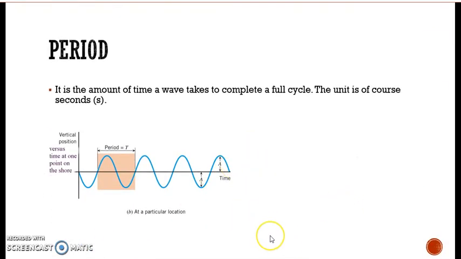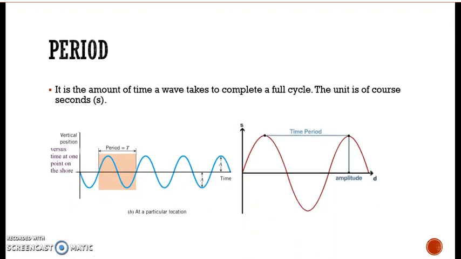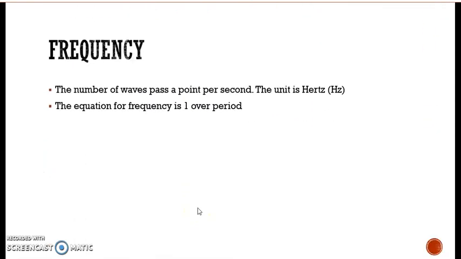Period is the amount of time a wave takes to complete a full cycle. The unit is of course seconds. It's the time for one complete wave. You can measure it from crest to crest. If your x-axis is time, then you can measure from crest to crest, and that's how long your period is. It's measured in seconds.